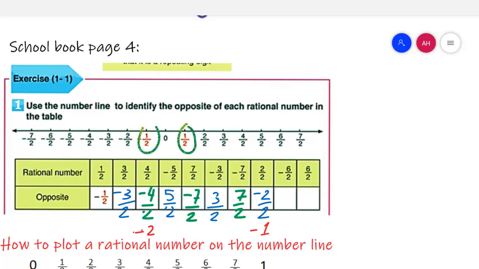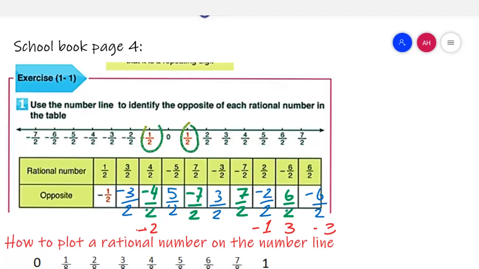-6/2 is a negative number. The opposite is a positive number, and it's the same number, which is 6/2. And also 6/2 is equal to 3. Let's go now for 6/2. 6/2 is a positive number. Its inverse is going to be a negative number, so -6/2, which is equal to -3. I would like you to pause the video and go and copy question number 1 in your school book, and then come back to complete.